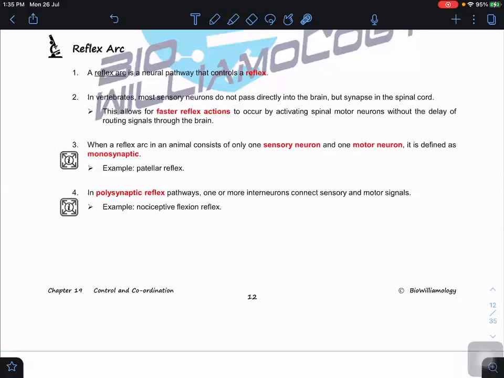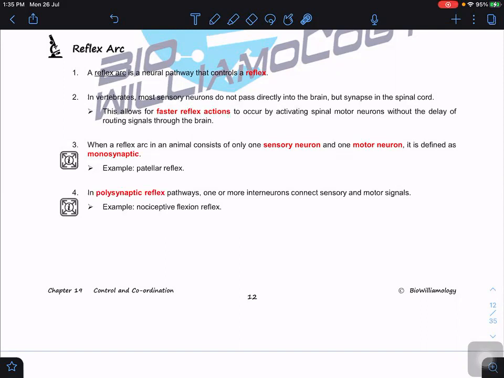Okay, so let's talk about the reflex arc now. When we talk about a reflex arc, it definitely means the pathway that controls a reflex. Now, what does reflex mean? Reflex basically means that the entire process, the response or the coordination here, does not need to involve the conscious regions of our brain. You do it out of the control of your brain.